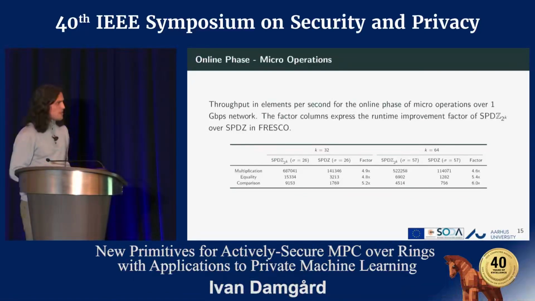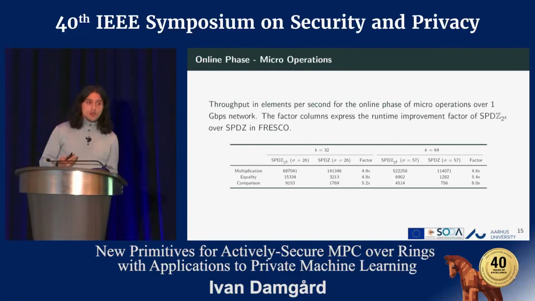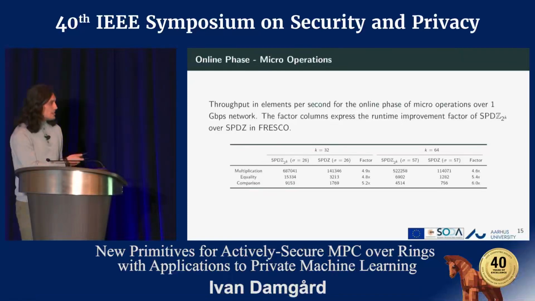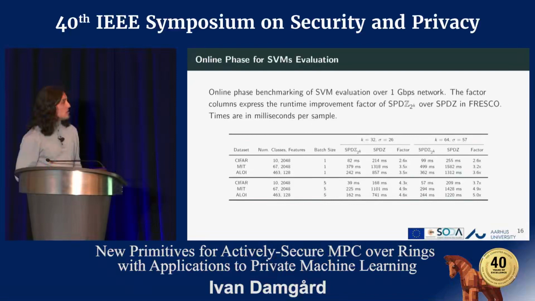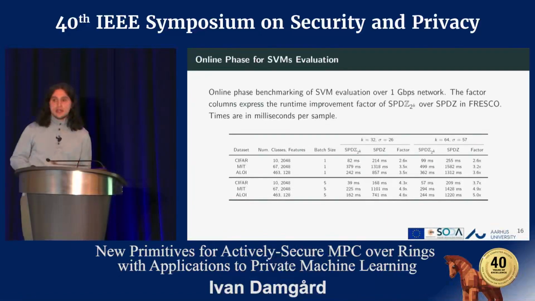And this is very nice, and we conjecture, of course, that this comes from the improvement in local computation, but on top of that, we have less communication because of our smaller shares. This is about micro benchmarks, but again, as I mentioned, we also did some evaluations on support vector machines. So we see, again, we have a factor column here and a factor column here, and we see that the improvement actually goes between 2 up to 5 times roughly.